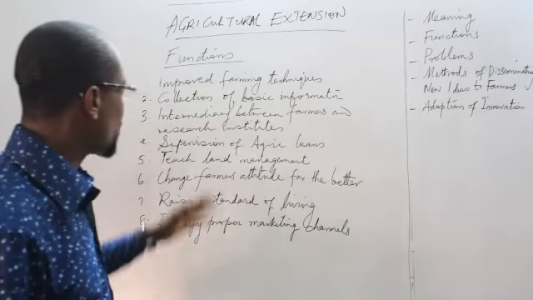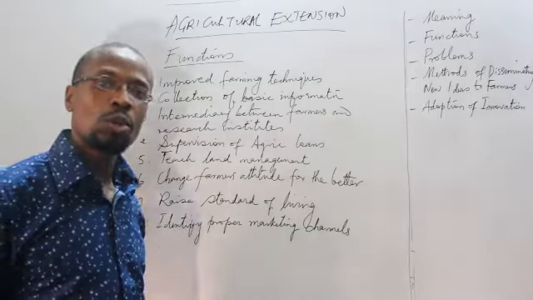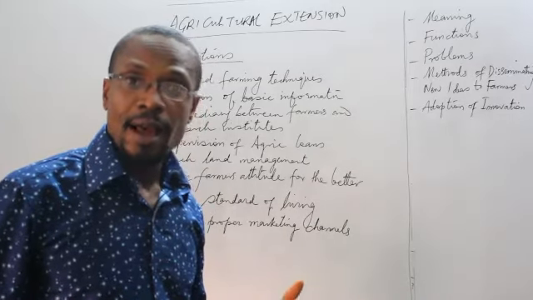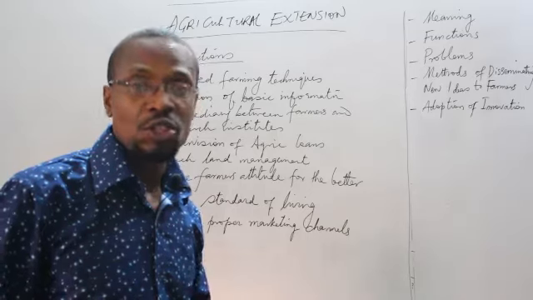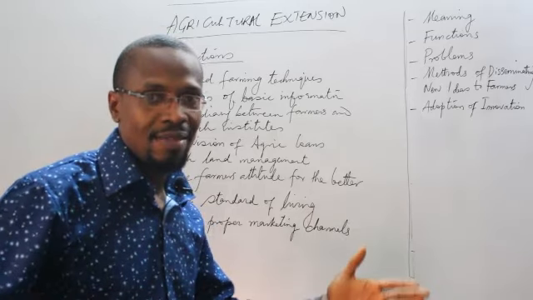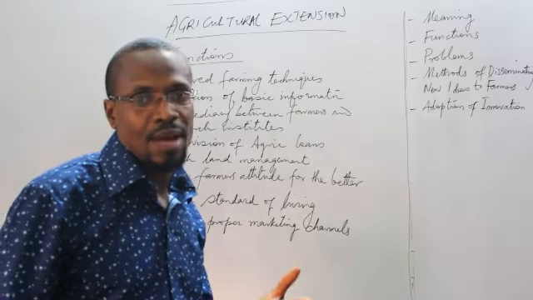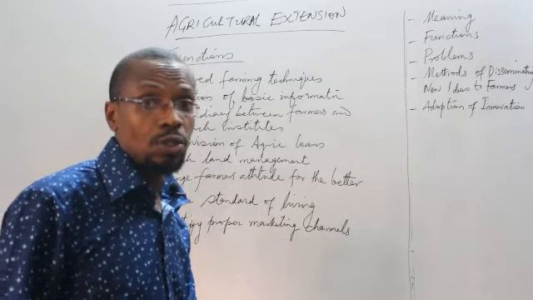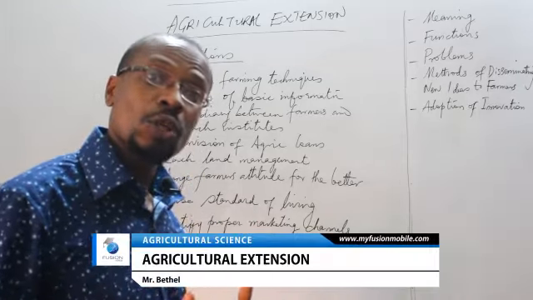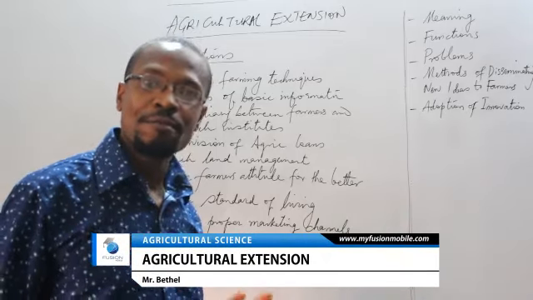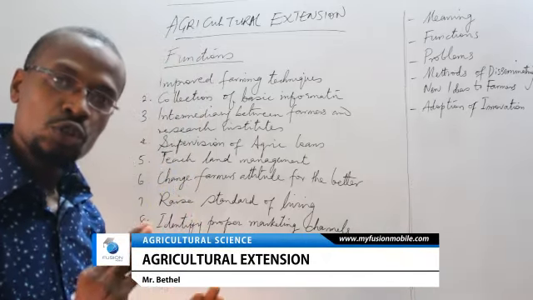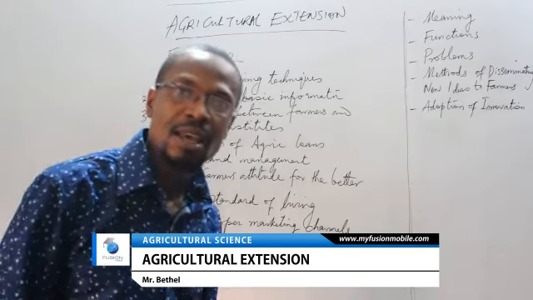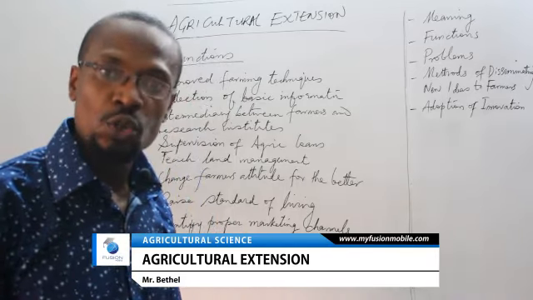And fourth, we see that they supervise agricultural loans. So when farmers have taken agricultural loans, the loans are not just left to be used as the farmers want or as they like. The farmers are not left on their own. So you see the agricultural extension workers coming to advise farmers on how to use the loans judiciously to achieve the ends for which the loans were meant.